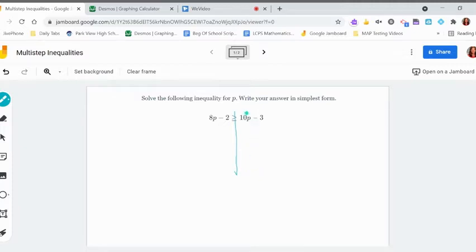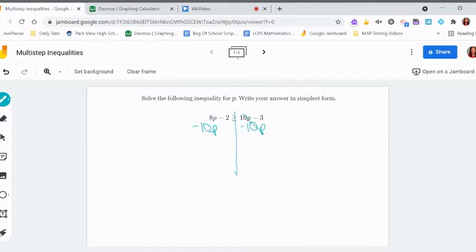I'm going to first move 10P over to this side. You could choose to add 2 over to this side. There are some steps where it doesn't matter which way you do it, but there are some things where it does matter. For example, we have to put the 10P with the 8P because they both have that letter P with them. So I'm going to do that first. I'm going to subtract 10P from both sides, and I have to match it up with the 8P because they are like terms.